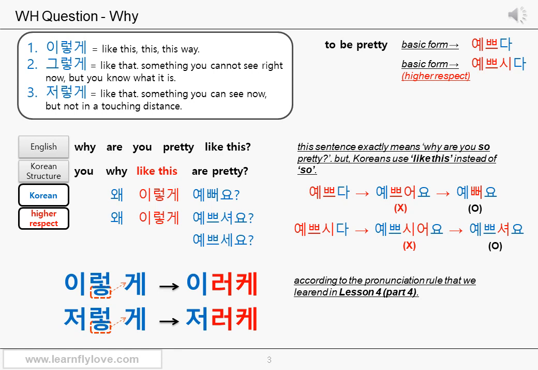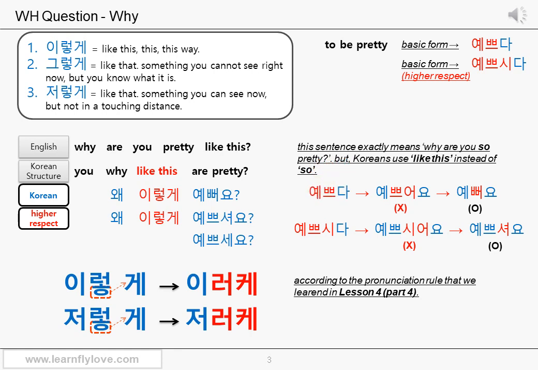Now you're already able to make a Korean sentence, right? We know already you've reached that level. Okay, let's do it together. Ignore the pronoun "you" and put "why," 왜, "like this," 이렇게, "pretty."